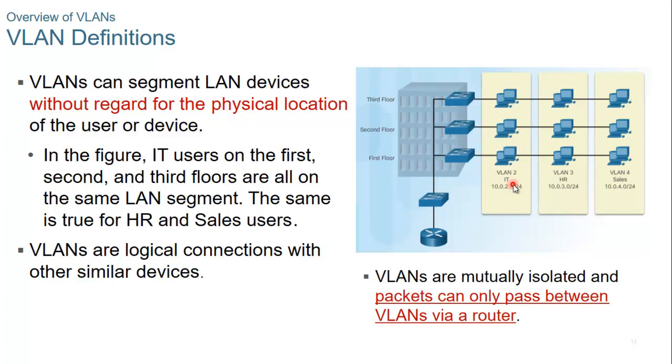Now, if, for example, people in VLAN 3 or VLAN 4 want to communicate with people in VLAN 2, meaning you want to communicate inter-VLAN, then you would need routing capabilities, and that is where the router comes in. Why do we need routing capabilities? These are different subnets, and different subnets, different LANs, when they want to communicate with each other, they have to have routing capabilities. VLANs are logical connections with other similar devices. VLANs are mutually isolated, and packets can only pass between VLANs via a router.